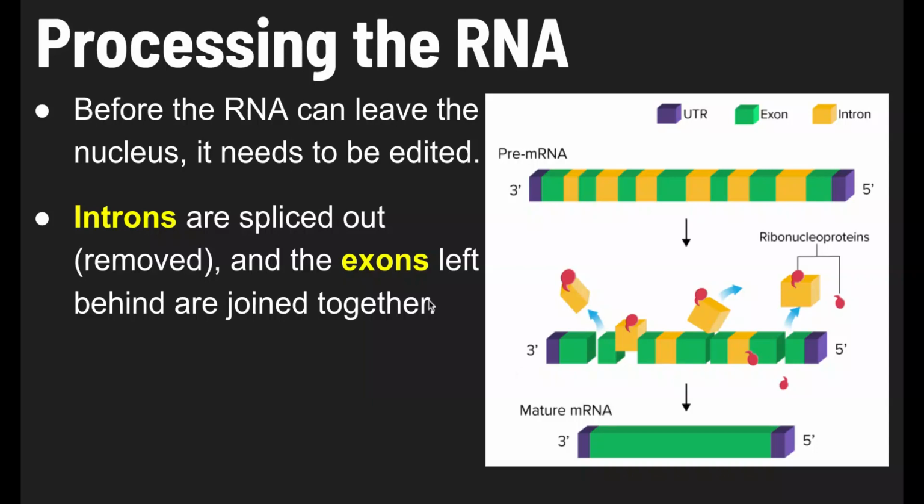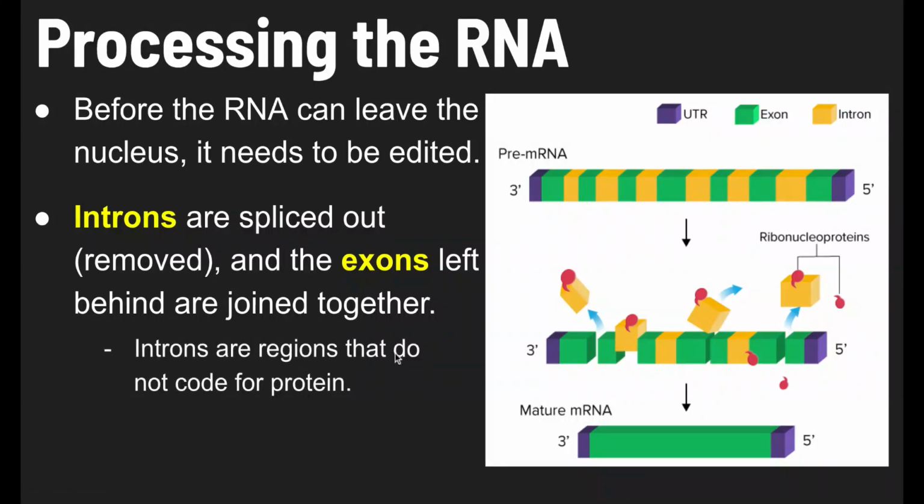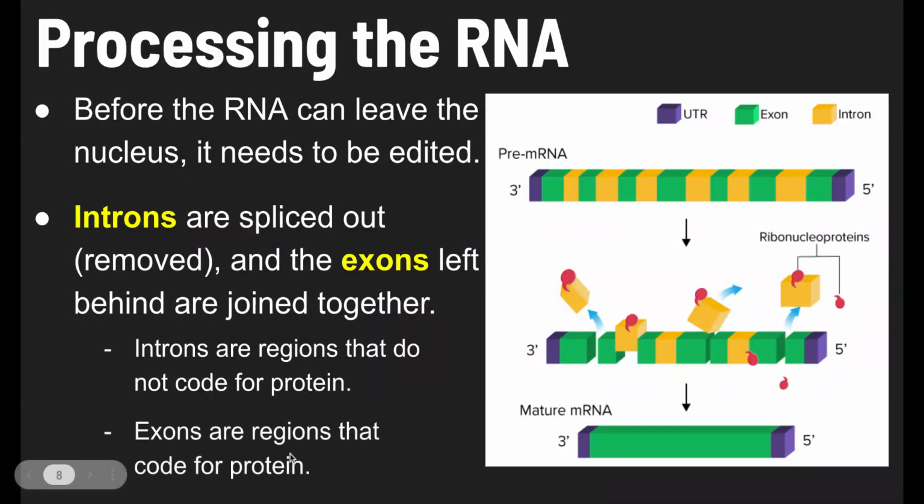Now you may think, wait, what's an intron? What's an exon? Well, introns are just regions that do not code for protein. So these yellow portions represent regions that are not going to be used to code for a protein. Exons are regions that do code for a protein. So what we're left with are all the regions that code for protein in our mature form. The regions that didn't, we've removed.